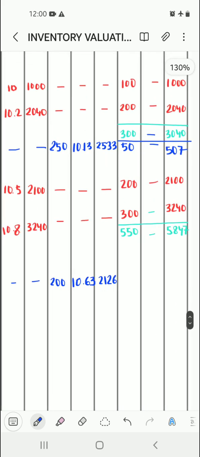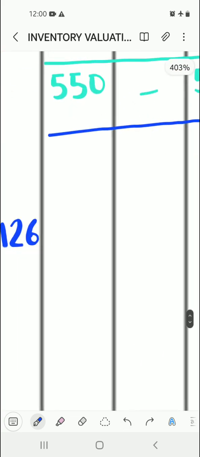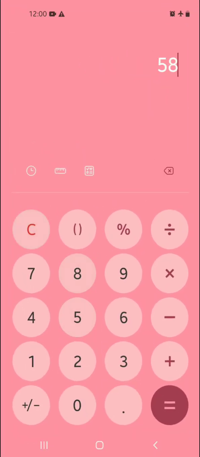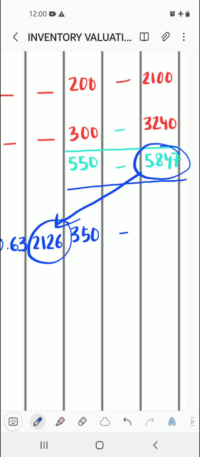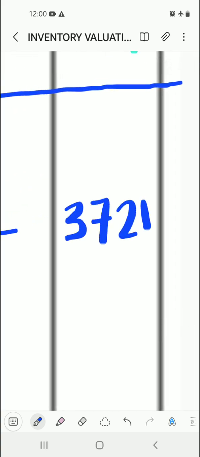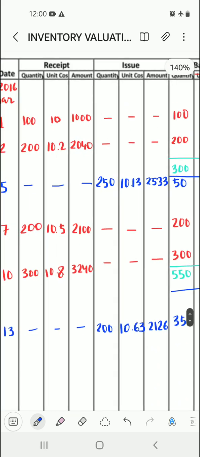Now the balance. See over here, we had 550, but right now we do not have 550 anymore. Now 200 is gone from this 550. So we are left with only 350. We're going to write 350 in the balance section. And amount, we had 5847, now 2126 gone. So 5847 minus 2126, that amounts to 3721. So we're going to write it over here. The balance we are left with is 3721. Now we're going to move to the next.